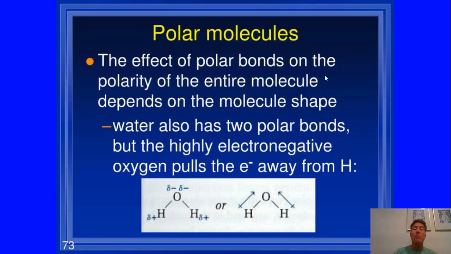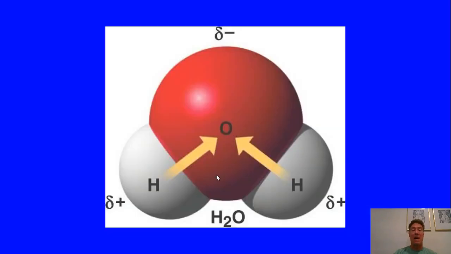So the effect of polar bonds on the polarity of the entire molecule depends on the shape. If the shape is bent, for example, then we can get a net dipole moment, for example, in our water. And that's what we have. So water has one part of it on the oxygen side, which is slightly negative, and a part on the hydrogen side, which is slightly positive.